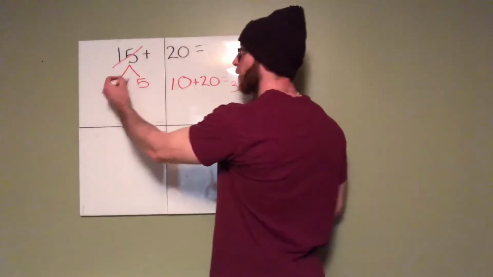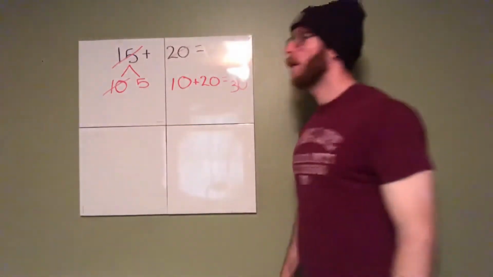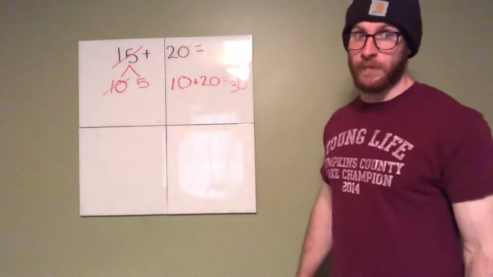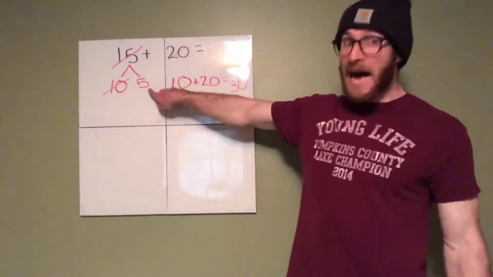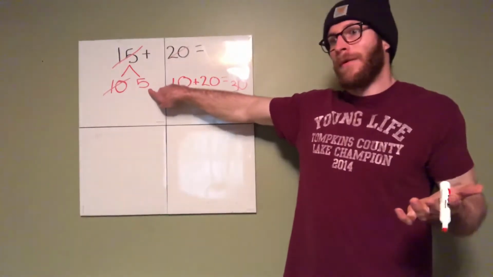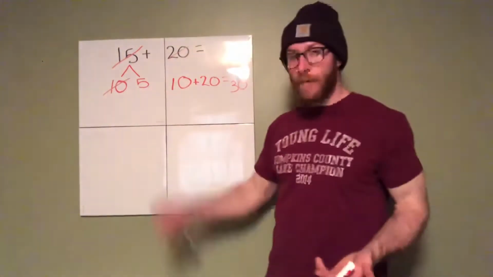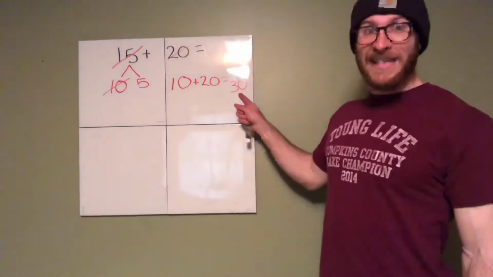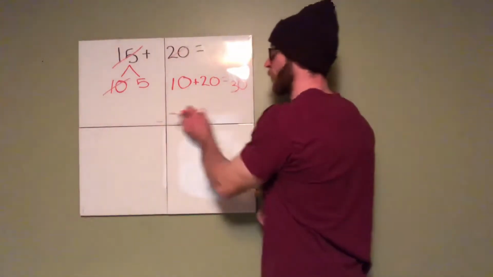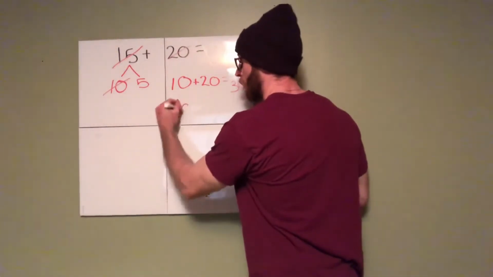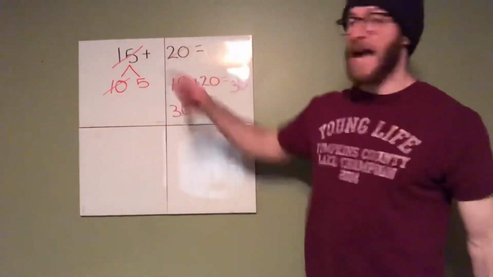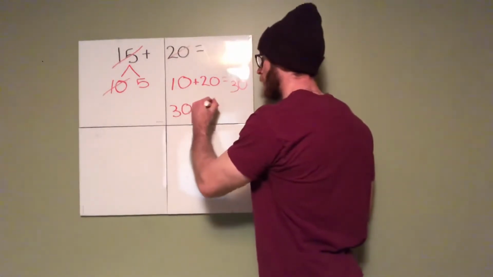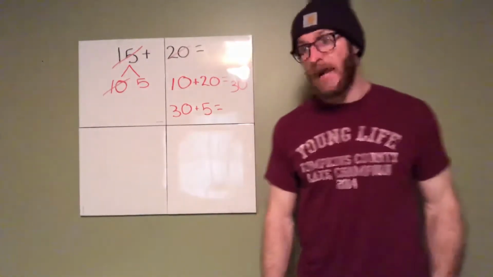So I've used my 10 and I've used my 20. What is the only number left that I haven't used or that I don't have crossed out up here? It is my 5. What am I going to do with my 5? My answer is not 30 because I still have this 5 left over. What do I have to do with that 5? I need to add it on to my 30. So I'm going to bring my 30 down here and rewrite it. 30. And then since we're adding, I'm going to add this 5 on. So 30 plus 5. So what is 30 plus 5?